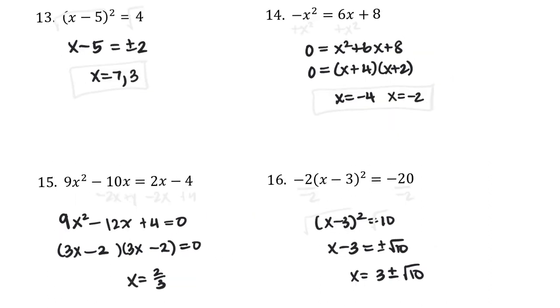Okay, last 4 here. For 14, again, I added the x squared because if I keep the x squared positive, it's just easier to solve. For 15, I got x equals 2/3 twice, but you don't need to write it twice. Okay, pause to check your answers, unpause when you're done.